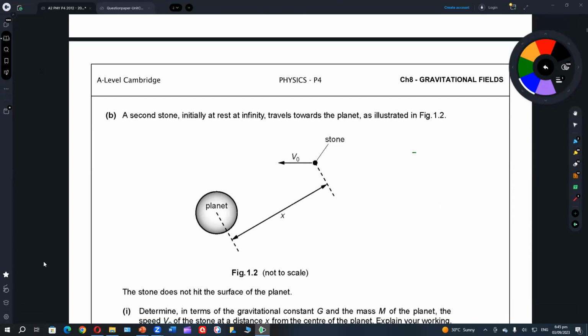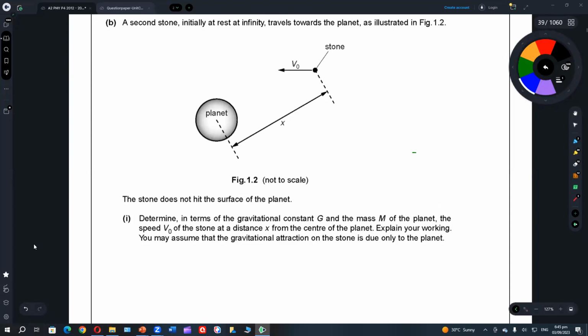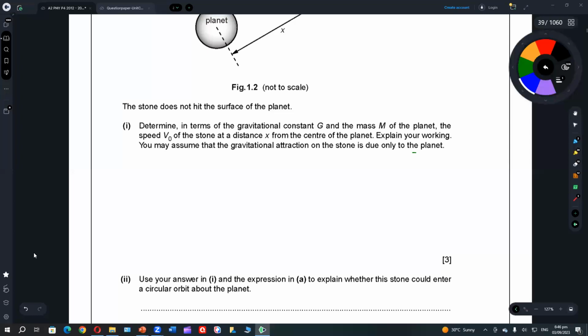A second stone, initially at rest at infinity, travels towards the planet as illustrated. This is the second stone. And the stone does not hit the surface of the planet. Determine, in terms of the gravitational constant and the mass of the planet, the speed v naught of the stone at a distance x from the center of the planet. Explain your working. You may assume that gravitational attraction on the stone is due only to the planet. It's an isolated mass case. This is a case of isolated mass.